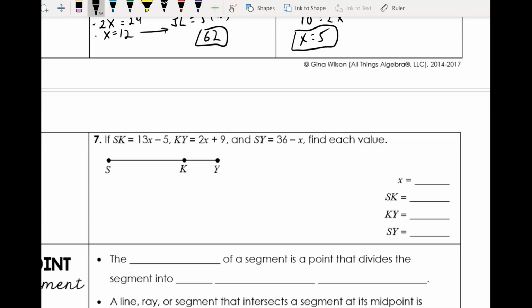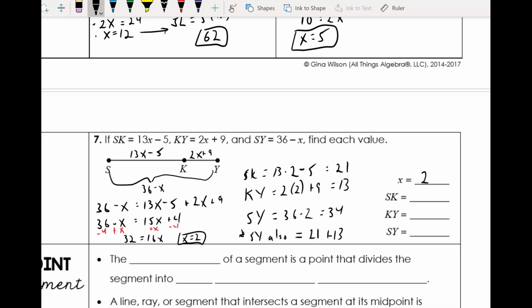Okay, I'm going to pause the video. Let's go for it. Okay, so here we have all our answers. I just want to talk about this a little bit. So we have labeled the 13x minus 5 and the 2x plus 9. We labeled the 36 minus x. We wrote our equation. The whole thing is equal to the sum of the parts. And then we solved it, and we got x equals 2.